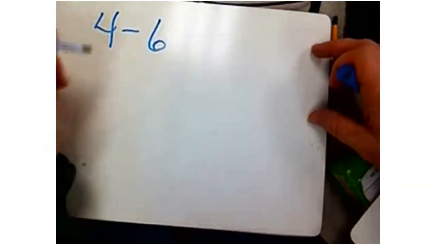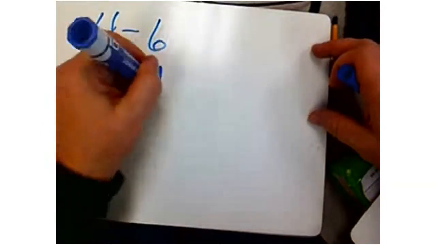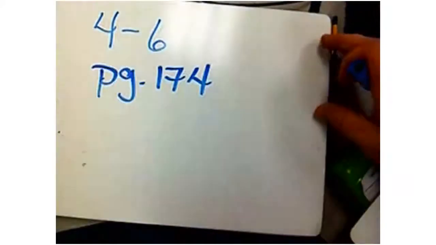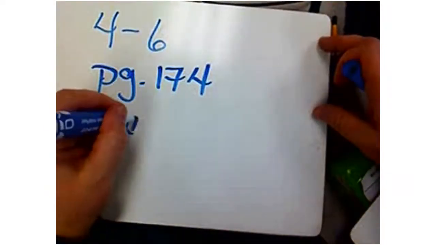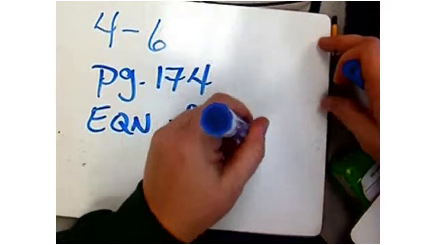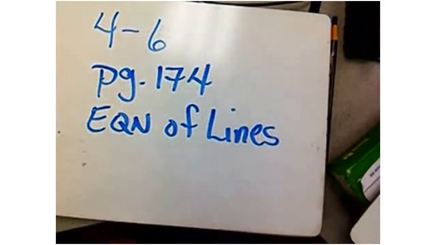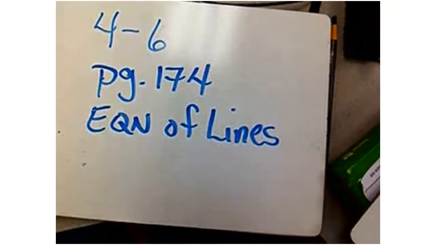Today we're going to do lesson 4-6, and it's on page 174, and it's called Equations of Lines. So I'll give you a moment to find that. I'm in print 174. In Braille, it's the first few pages in your volume. On page 174 straight up, it should say Equations of Lines.